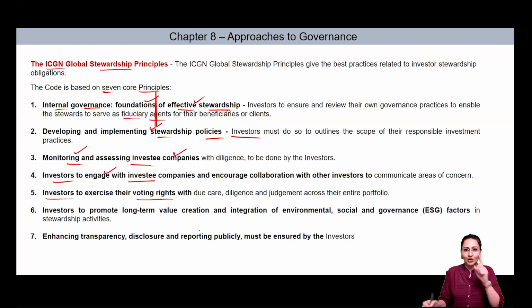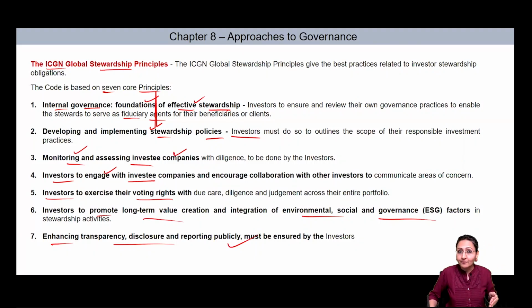The investors should cast their votes on relevant matters happening in the companies. They should promote a long-term association with the company. They should ensure the social, environmental factors are integrated in the business. And these shareholders, investors should enhance transparency, disclosure, and public reporting. These all principles are for the investors to follow.